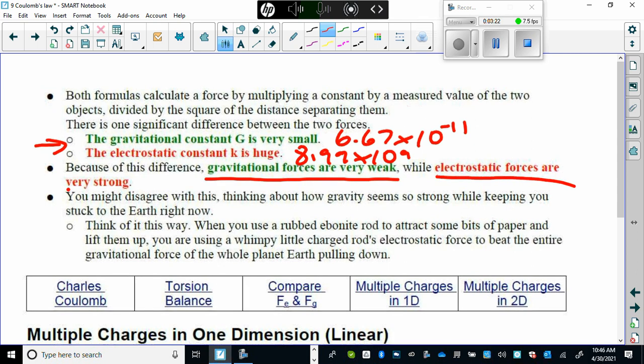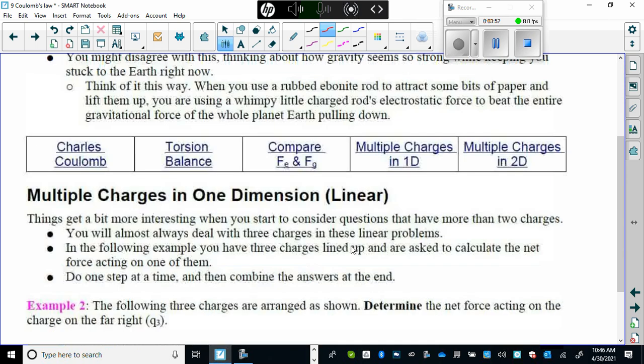forces are very strong, which, if you remember the first video that I did, I was charging that pith ball, and then it was sticking to the glass rod, and that explains why that tiny little thing can defeat the entire gravitational field of this planet, because of that very concept. So electrostatic forces are very strong compared to gravitational forces, even though gravitational forces keep the entire universe intact. All right, now here we go.